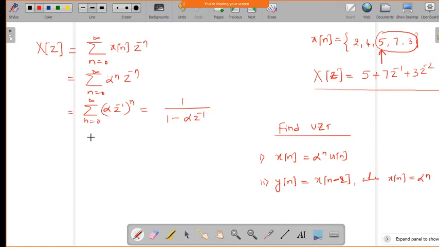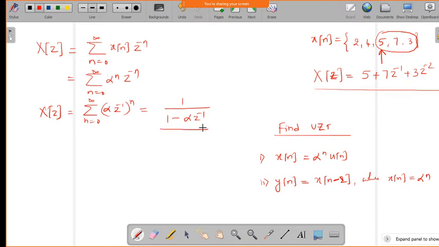This we can compare with the known formula, summation of alpha power n, which is nothing but 1 over 1 minus alpha. Now in place of alpha it is alpha z inverse. So we will get 1 over 1 minus alpha z inverse. This we have already done, so remember that. Okay, so this is your X of z.